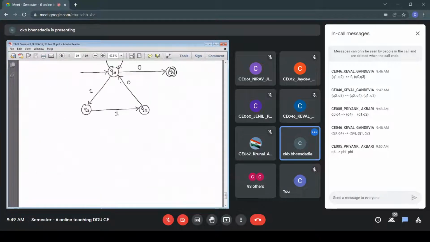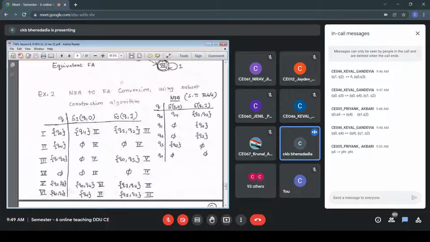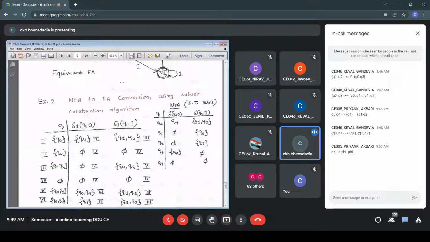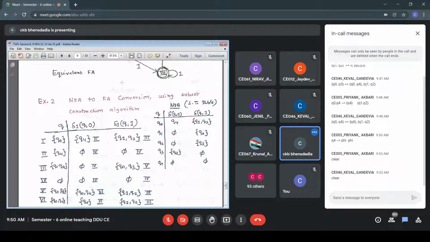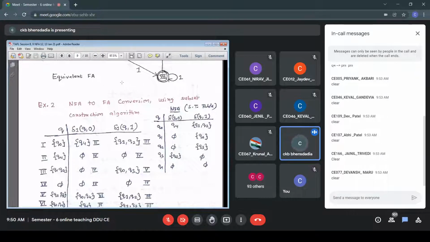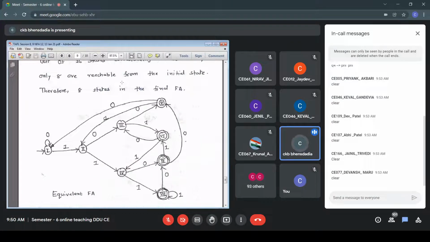Fine. So with that we complete the second example for converting NFA to FA. Is that clear? Any doubt to anyone? Priyank, Keval, fine, Dev, fine. Abhi, Janil, Devans, okay, fine.